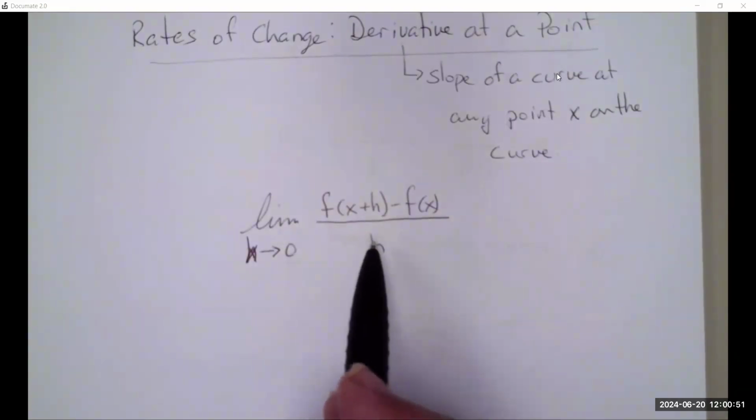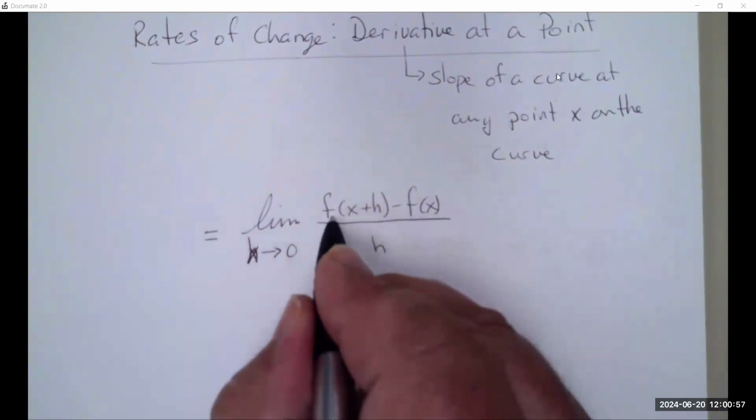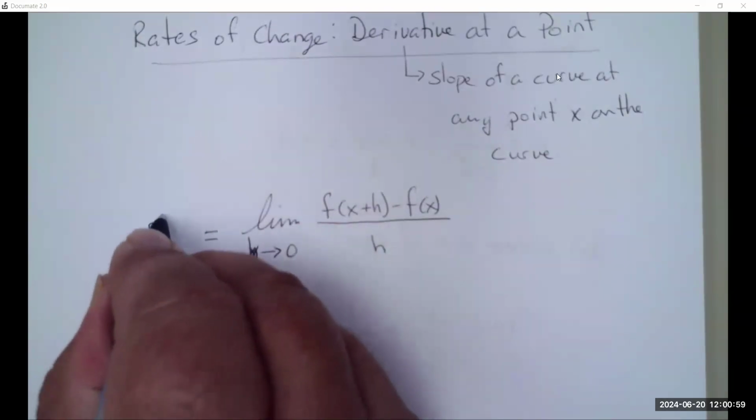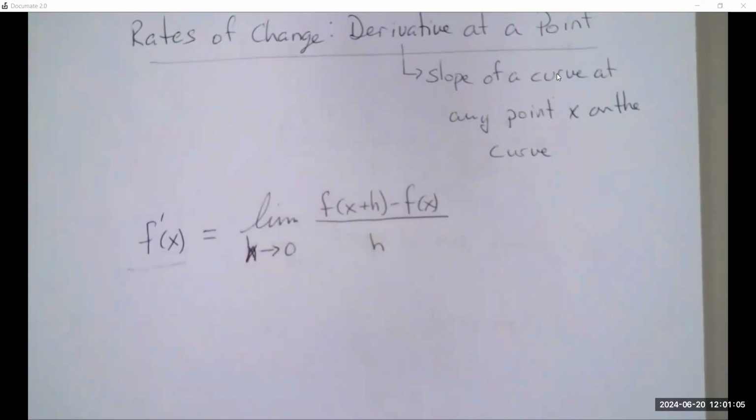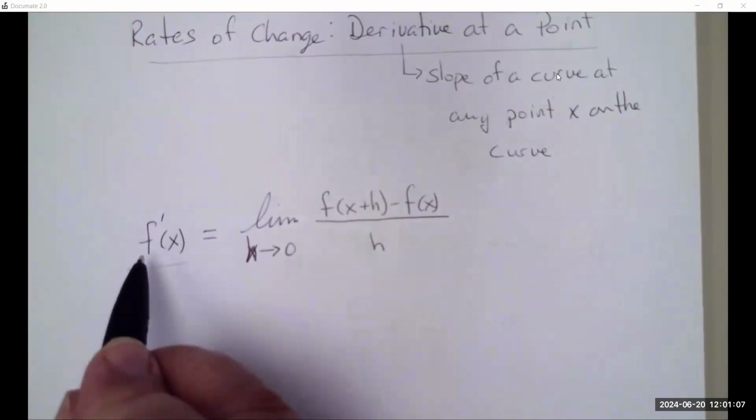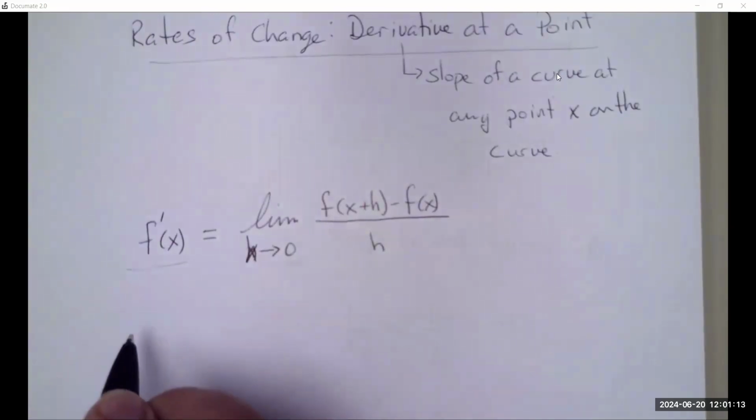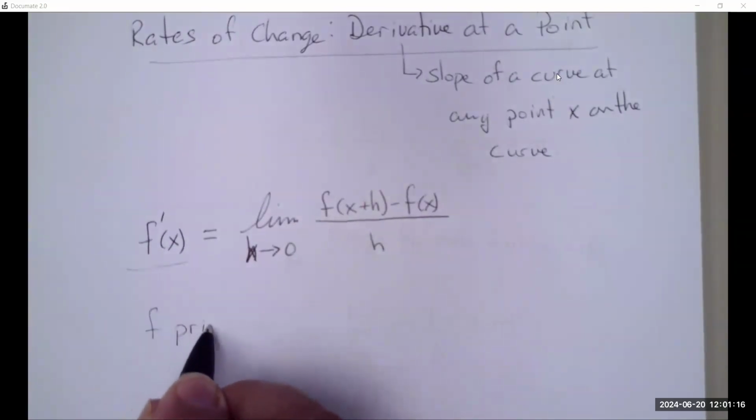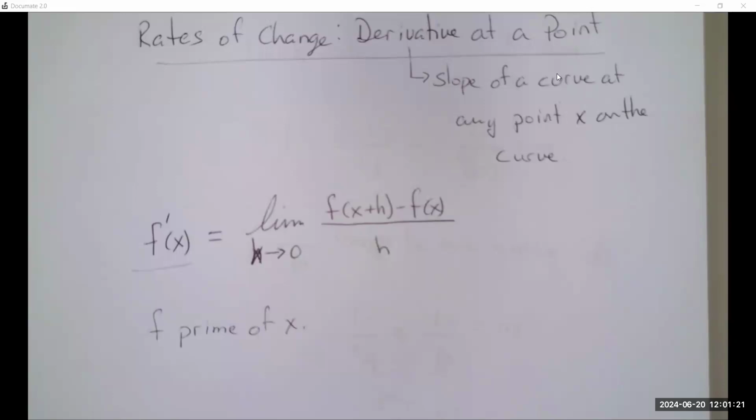The difference quotient. That's the definition. So now we have to give it a symbol because it dealt with the functions. There is the representation of a derivative. It's the function f prime of x. That's how you read it. Here's the next example.